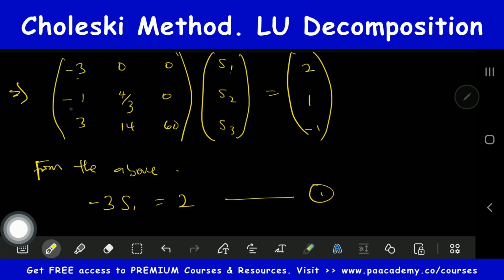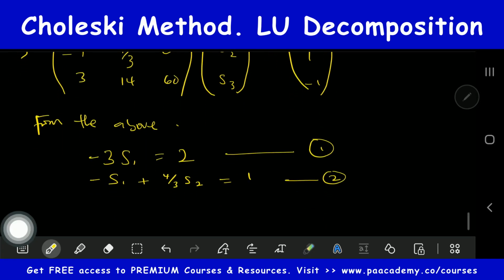Then we can come here, -1 times this -1 right here times S1. So that will give us -S1. Then 4 over 3, this 4 over 3 right here multiplied by S2. So we are going to be having plus 4 over 3 S2 equals to 1. So this is our equation 2. If you do the same thing for equation 3, where you multiply 3 times S1, so that will be 3S1 plus 14S2 plus 60S3 equals to -1. So this will be our equation 3.